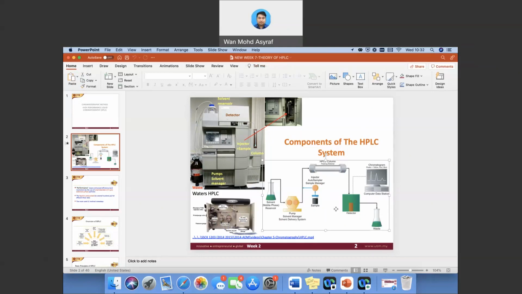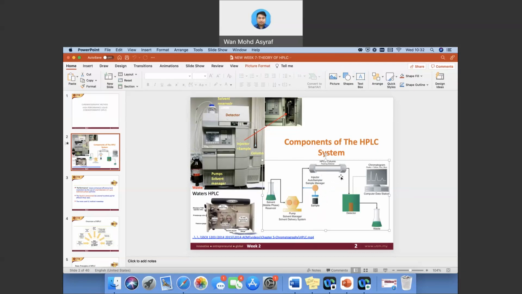For HPLC, you are starting with the solvent. This is the mobile phase reservoir, where you place your mobile phase. And then you have a pump. The pump here is for you to pump the mobile phase into the column. After the pump, you will have your sample, where you inject your sample into the injector, where it will flow with the mobile phase into the HPLC column.